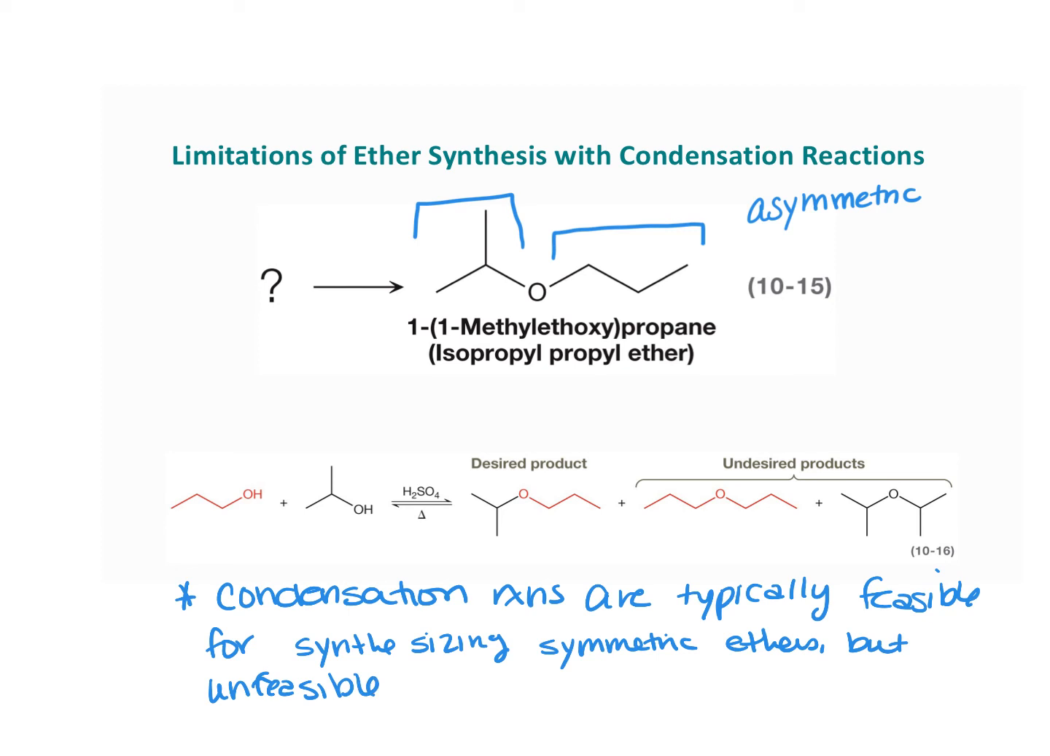Sorry about the doorbell there. But often unfeasible for synthesizing an unsymmetric ether. Okay, so symmetric ethers, condensation reactions are good methods. Asymmetric ethers, they're not so great. Okay, so one of the things that's really helpful about the Williamson synthesis is that both symmetric and unsymmetric or asymmetric ethers can be produced.